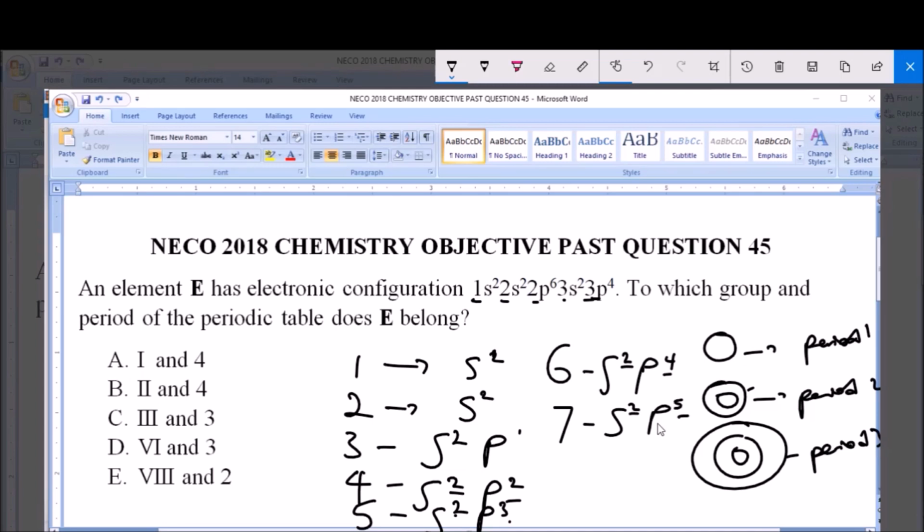Now the question given to us here is what? s2 p4. So 2 plus 4 will give us what? 6. Therefore this element belongs to what? Belongs to group 6 and period 3, and that is option D, group 6 and period 3.